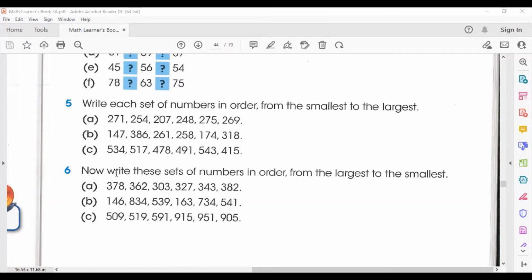Okay, now write these sets of numbers in order from the largest to the smallest. The same thing, but we need to find the largest number. If it's difficult for you, then start with the smallest number from the right side, right to left. Obviously, we are writing here from left to right. So if you want to write using the same method, you can write from right to left. So easiest. So here it's written from largest to smallest.